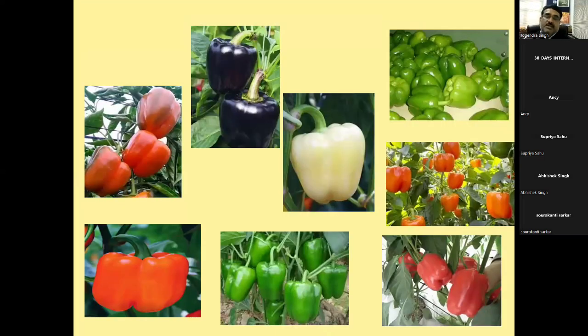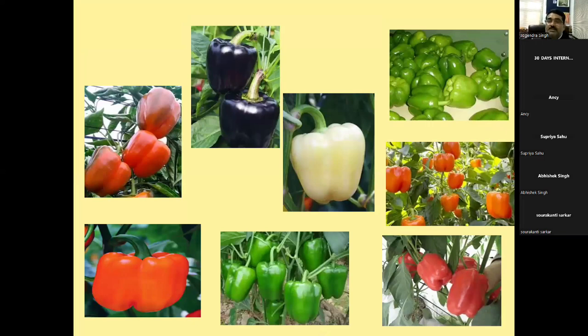And third crop is colored capsicum. You can see the different types of colored capsicum according to your liking of the color. You can grow under protected cultivation. Without protected cultivation technology, polyhouse technology, we cannot grow colored capsicum. Only green capsicum can be grown without it.